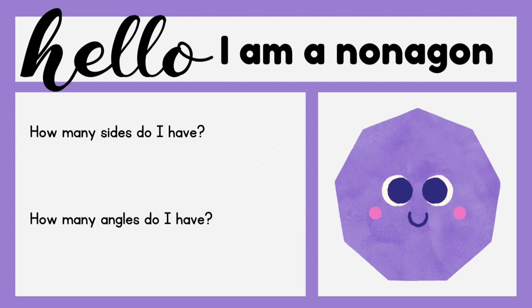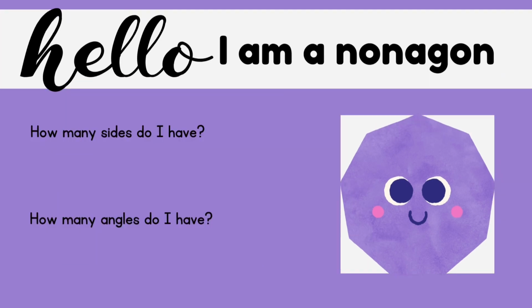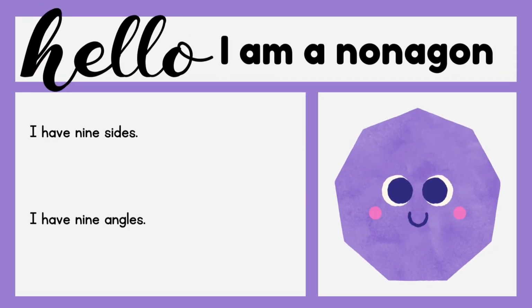Hello, I am a nonagon. Can you tell me how many sides I have? And how many angles do I have? Come on, let's count them. 1, 2, 3, 4, 5, 6, 7, 8, 9. I have 9 sides, and I have 9 angles.